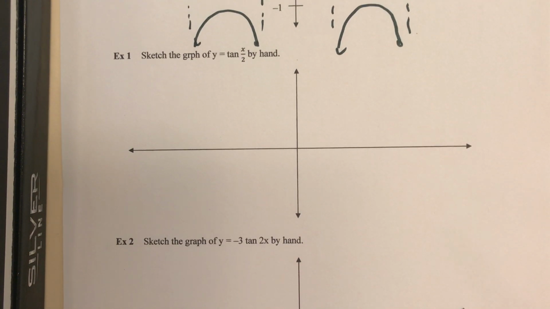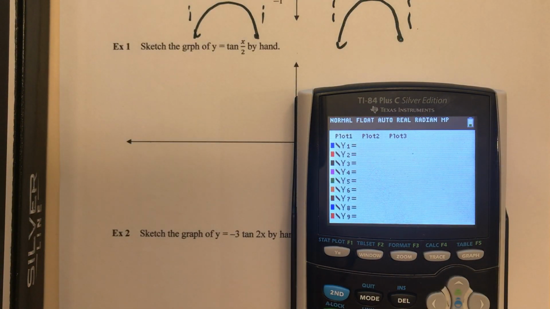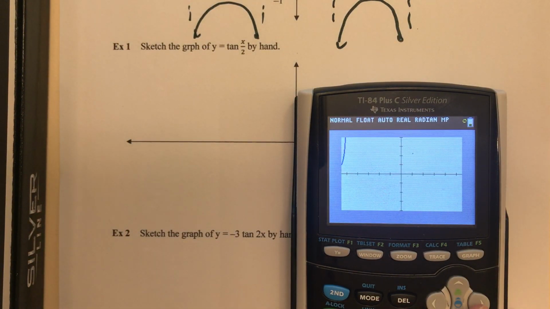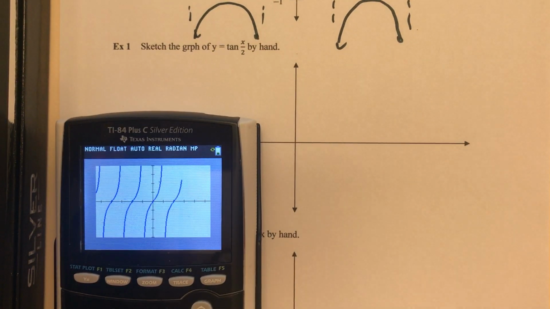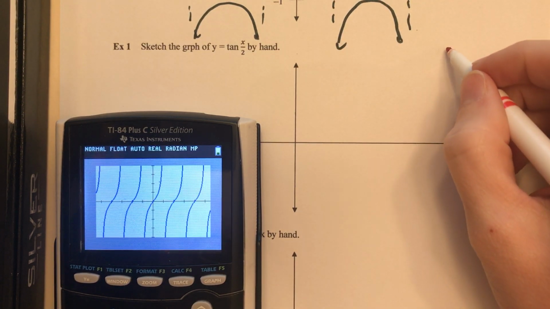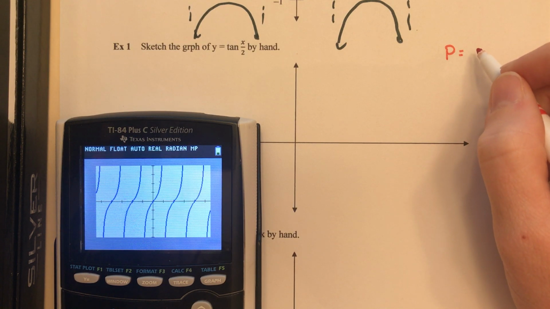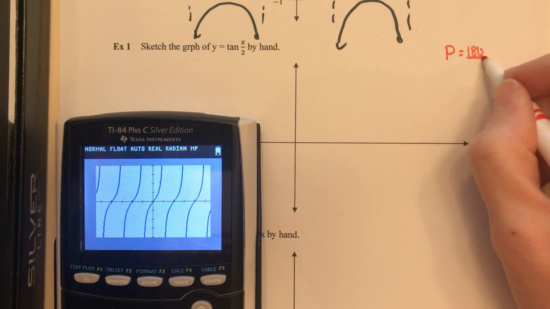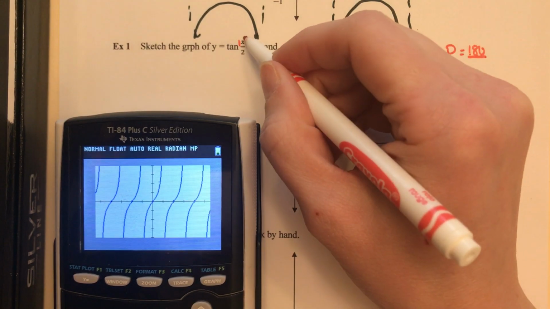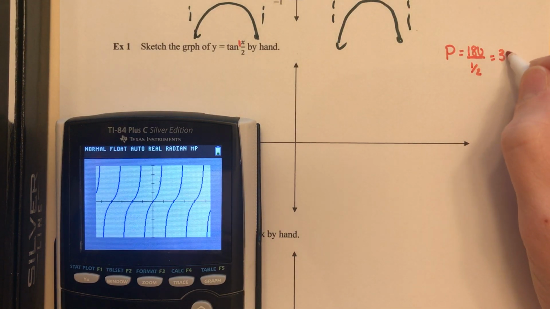Tangent of x over 2. So I'm going to, on my calculator, get tangent drawn. Tangent of x, just so I can see what the graph looks like. And I'm going to make a list, just like we did before, of all the important things I would need to know. So amplitude of tangent is always infinity. Period, though, is 360 over k, normally for sine and cosine, but for tangent it's 180 over k. K in this problem is the number in front of x, so it's really 1/2. 180 divided by 1/2 is 360.